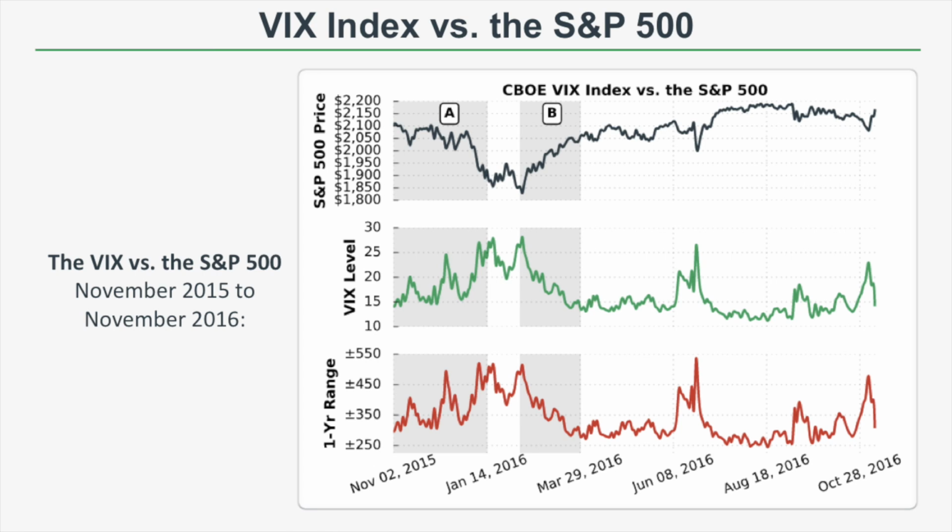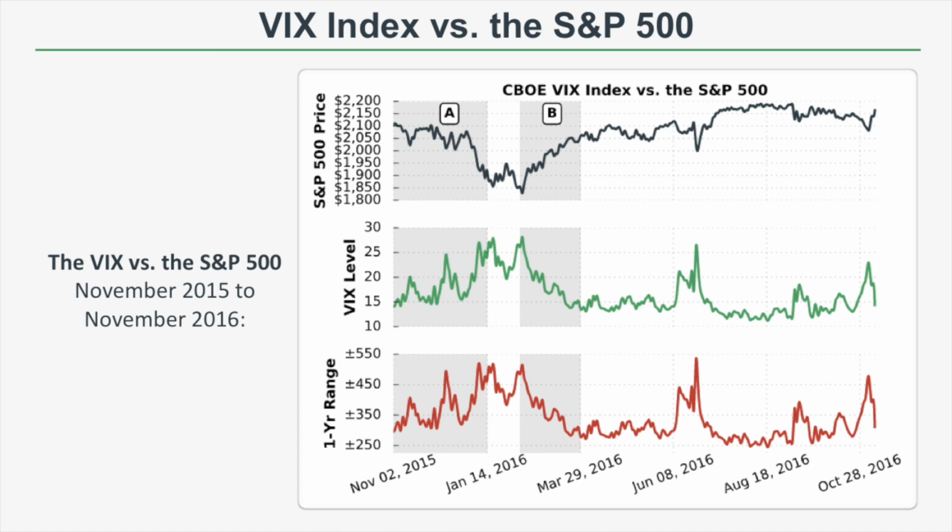So as we can see, we have two shaded regions of this chart. So in shaded region A, which is the first shaded region, we can see that the S&P 500 is trading relatively flat, but then it collapses from nearly 2,100 down to 1,850. Over that same time period, the VIX increases from 15 to almost 30. So the VIX doubles when the market falls. And as we can see on the bottom graph, the one-year expected range when the VIX is at 15 is just below 350.